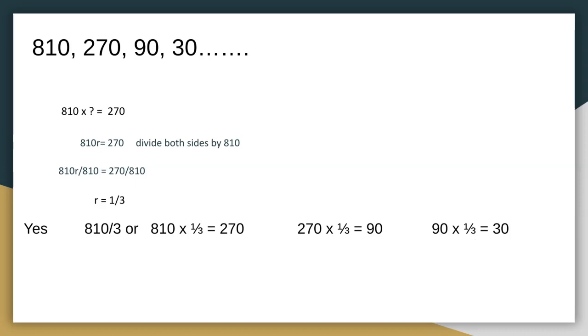We need to find the next three terms. 30 times 1/3 is 10. 10 times 1/3 is 10/3. And 10/3 times 1/3 is 10/9.